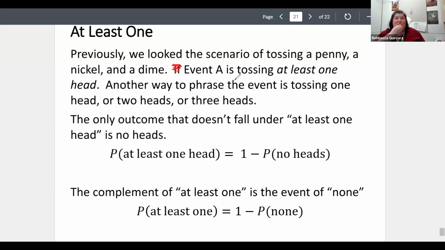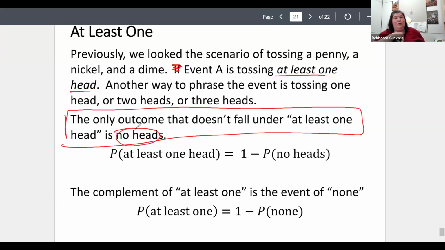The one thing that's not covered under at least one is no heads. So the only outcome that doesn't fall under at least one is no heads. If I wanted the probability of at least one head, I just need 1 minus the probability of no heads. The complement of at least one is always going to be the event of none. So the probability that at least one thing happened is just 1 minus the probability that the event did not happen at all. We really use this in much more complicated scenarios, especially when we do binomial probabilities.